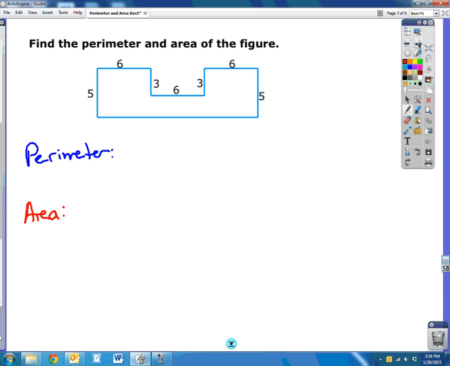Moving right along. Find the perimeter and the area of this figure here. So find the perimeter and the area. Pause it, give it a try on your own. I'm going to assume you paused it.